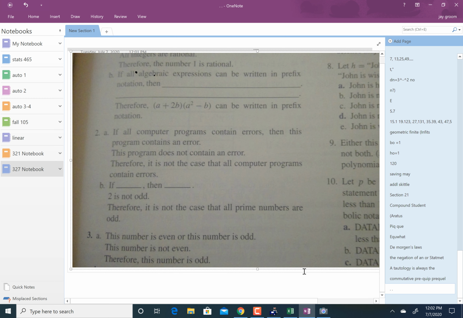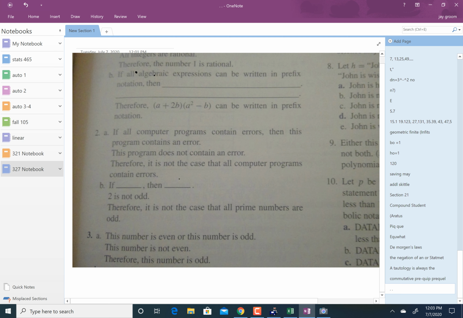All right. So if all computer programs contain errors, then this program does contain an error. The program does not contain an error. Therefore, it is not the case that all computer programs contain errors. Okay. So the first part was if P, then Q, right? Okay. So if P, then Q.